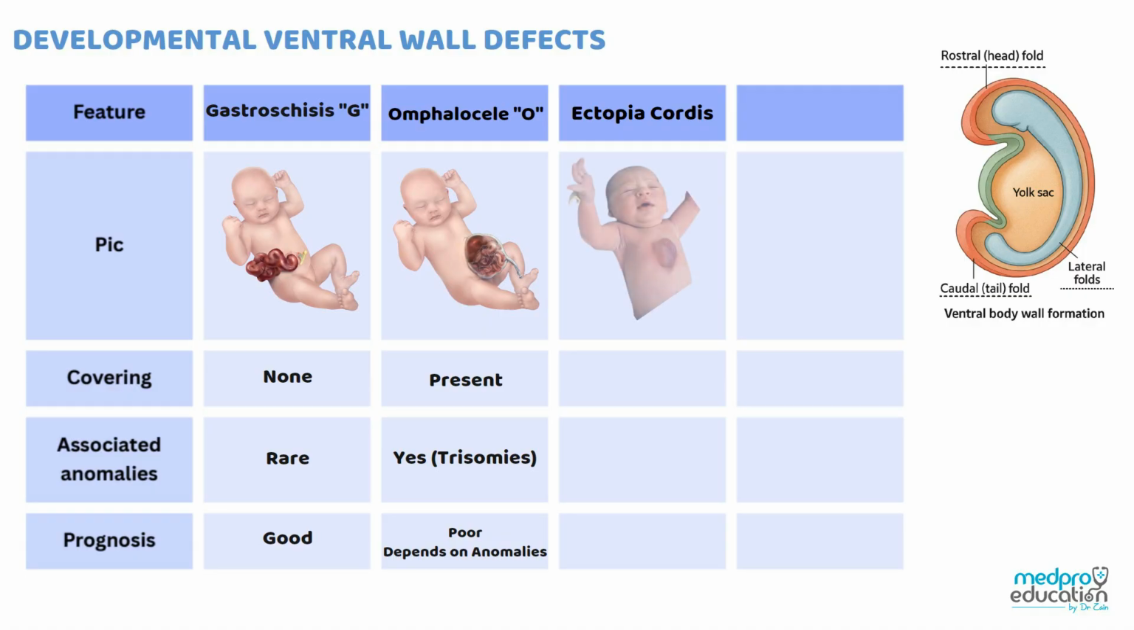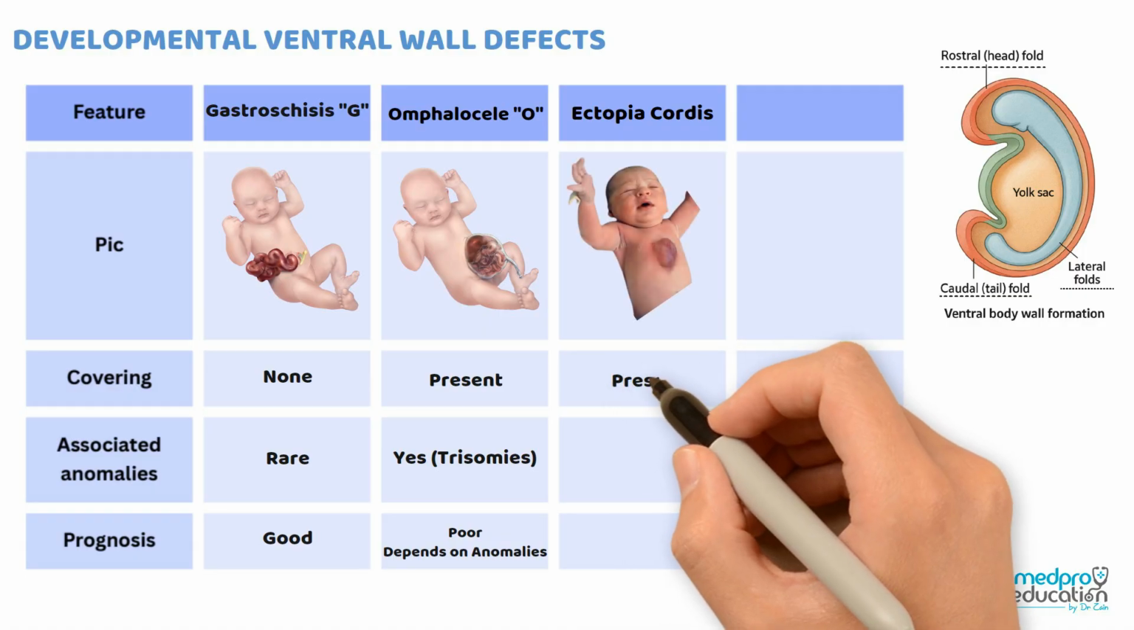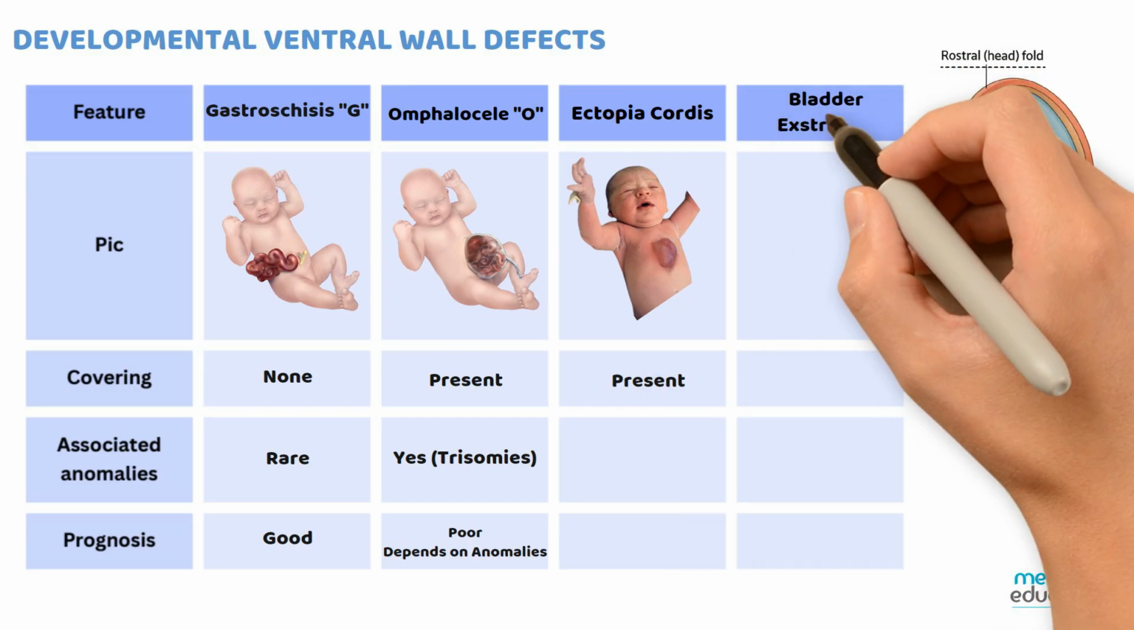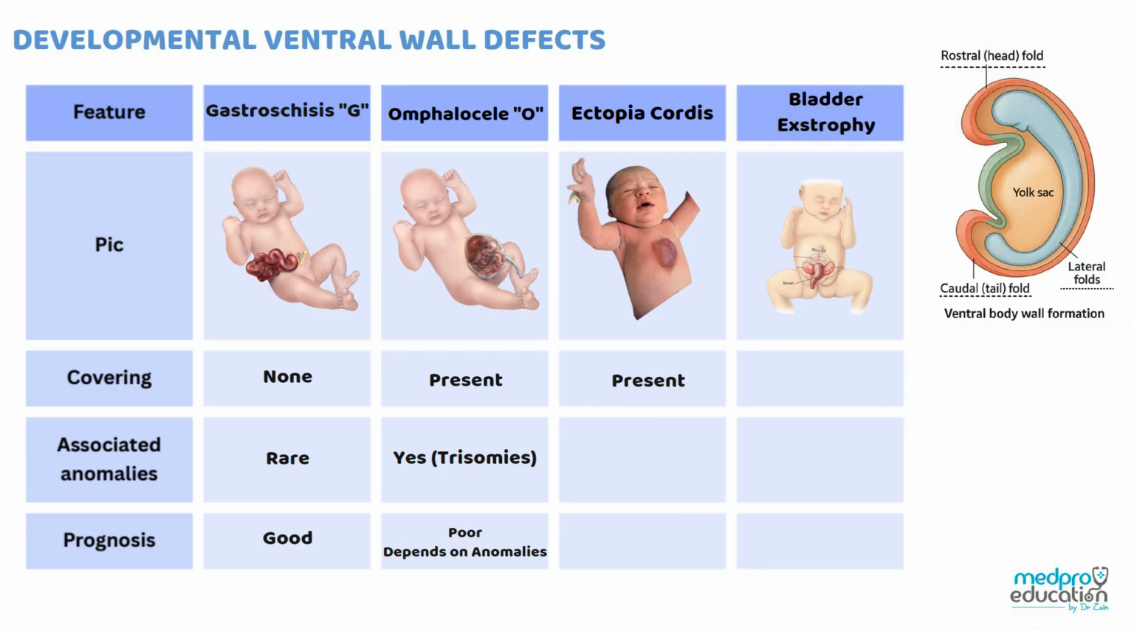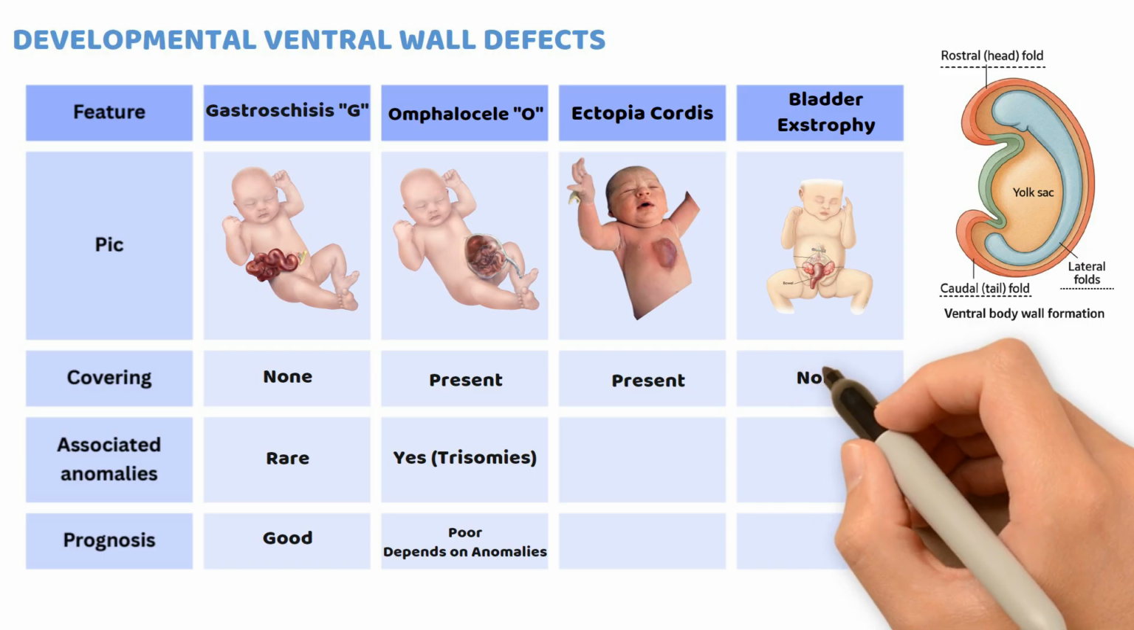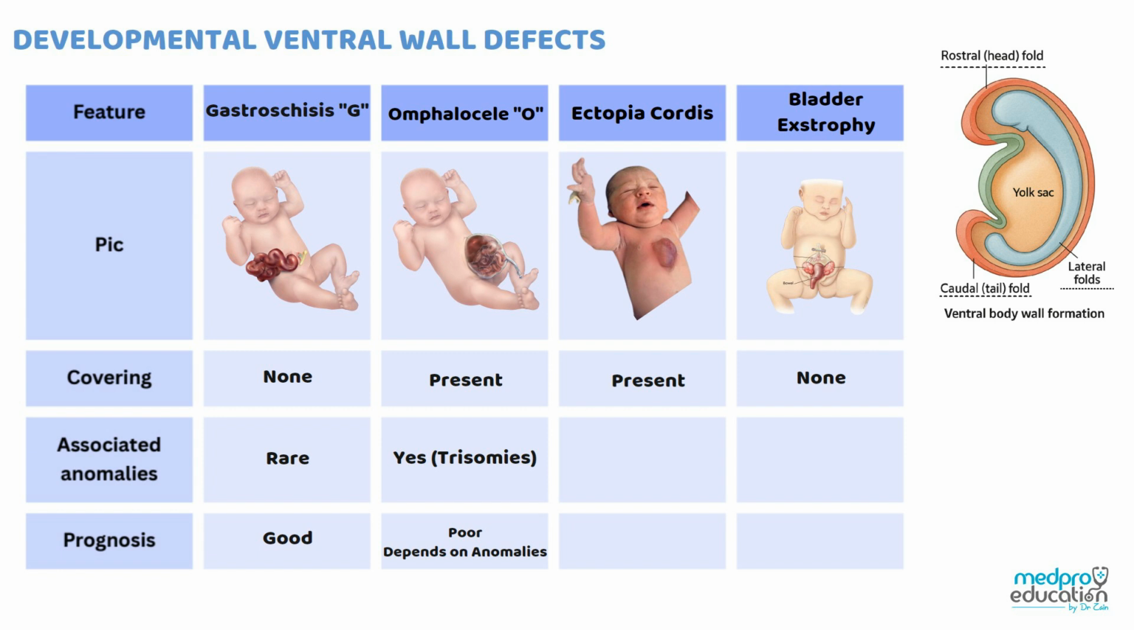Ectopia cordis, caused by failure of the rostral fold to close, leaving the heart exposed outside the chest. Bladder exstrophy, due to failure of the caudal fold to close, resulting in the bladder protruding from the lower abdomen. These conditions highlight the importance of precise embryonic folding during early development.